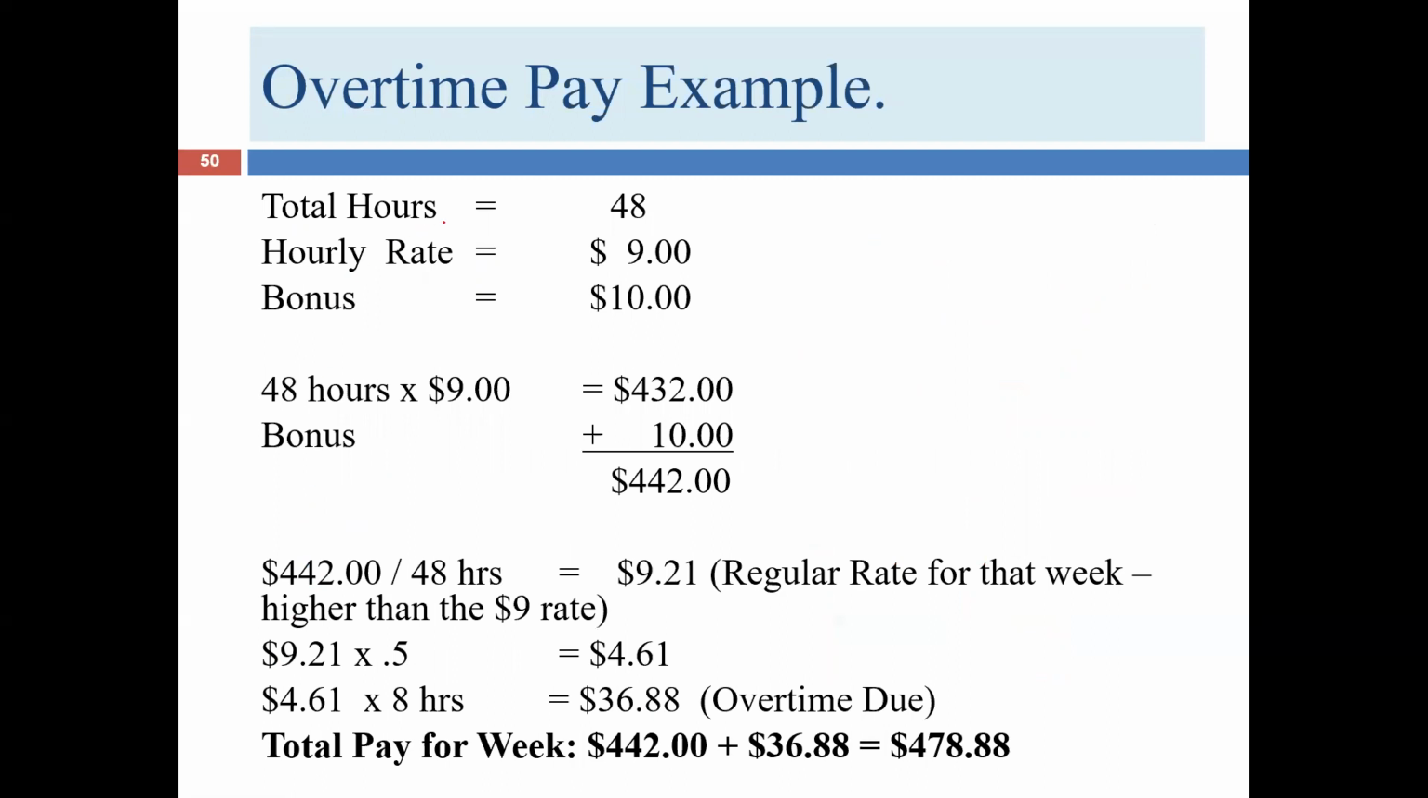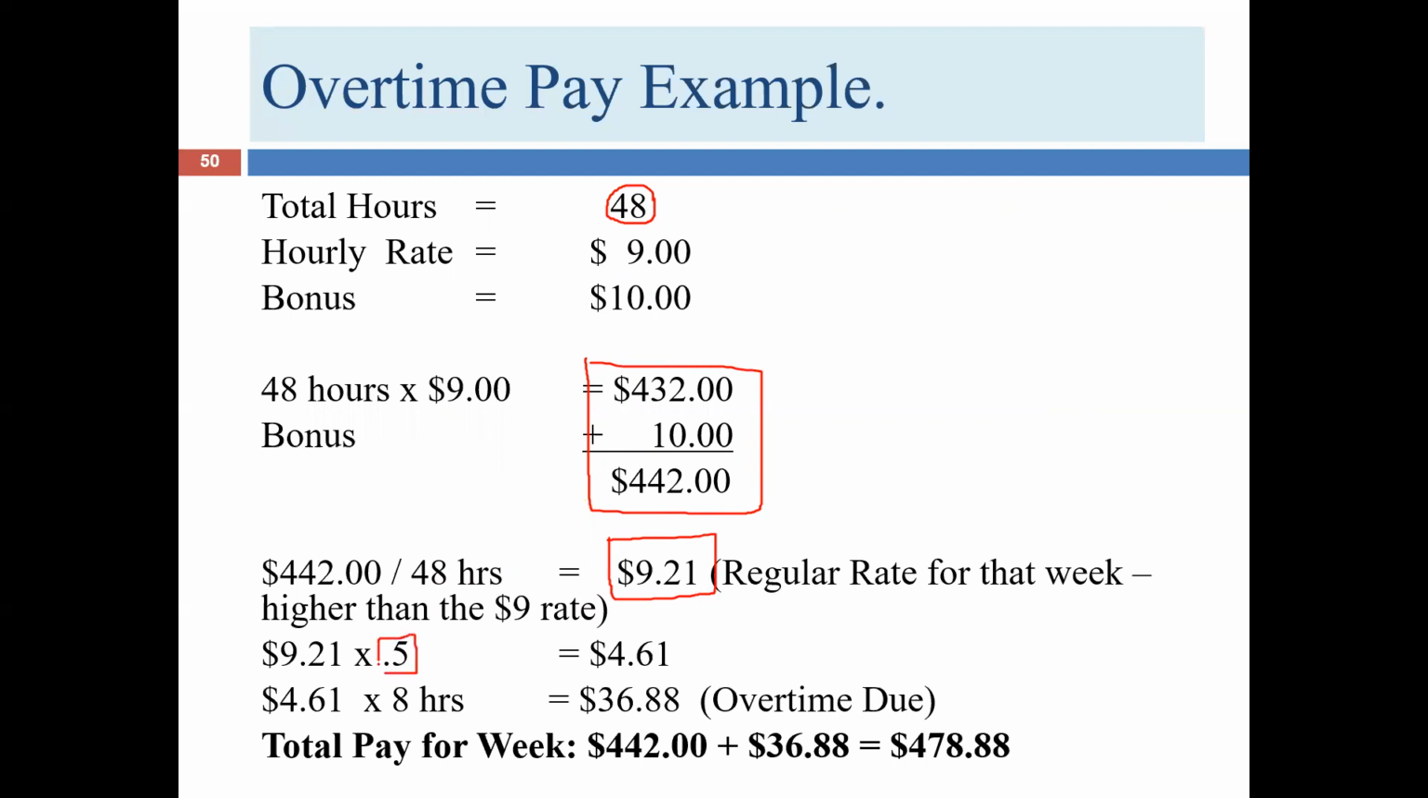Okay, so here we have an overtime example. In this case, this particular employee works 48 hours, so 8 of those are overtime. His hourly rate is $9, and his bonus is he earns $10. So this is how much he earns in total for that period of time. We're going to divide it by the number of hours that he worked. So this is his effective hourly rate for this time. And we've already paid him his straight time for the 8 hours. So now all we have to do is pay that half.